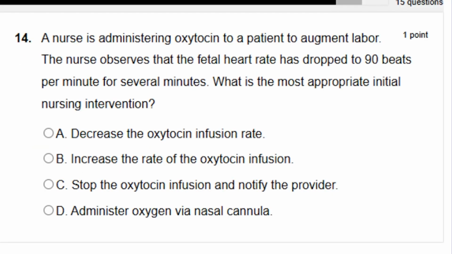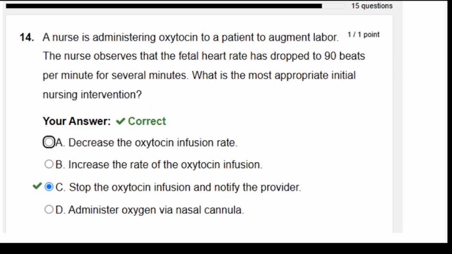A nurse is administering oxytocin to a patient to augment labor. The nurse observes that the fetal heart rate has dropped to 90 beats per minute for several minutes. What is the appropriate initial nursing intervention? A. Decrease the oxytocin infusion rate. B. Increase the rate of the oxytocin infusion. C. Stop the oxytocin infusion and notify the provider. Or D. Administer oxygen via nasal cannula. What would be your answer? The answer would be C. Stop the oxytocin infusion and notify the provider.